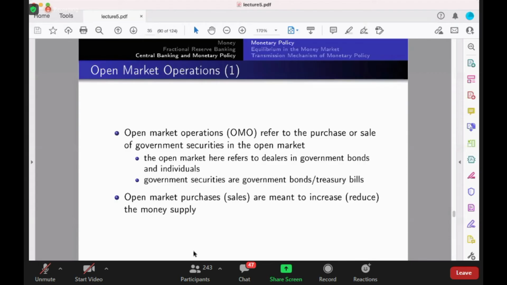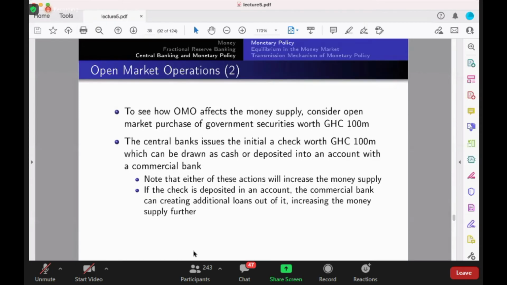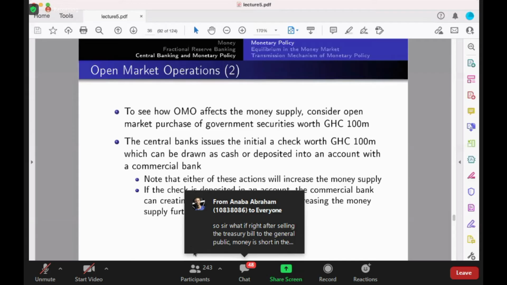So to see how OMO affects money supply, consider an open market purchase of government securities worth 100 million. The central bank issues the initial check worth 100 million, which can be drawn or cashed. I've described this already.